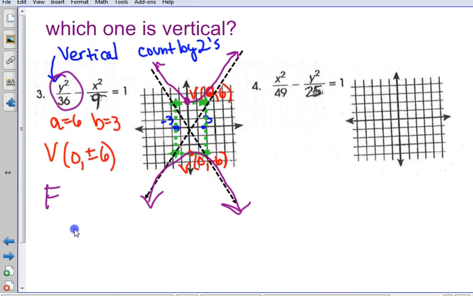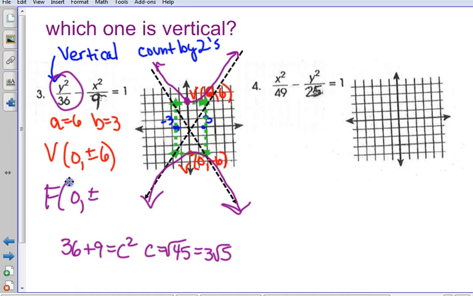Foci? How do we find the foci? So 36 plus 9 equals c squared. So c is 3 square roots of 5. So is it (0, that) or (that, 0)? Yes, they are inside those curves, so therefore they're on the y-axis. So it's (0, plus or minus 3 square roots of 5).